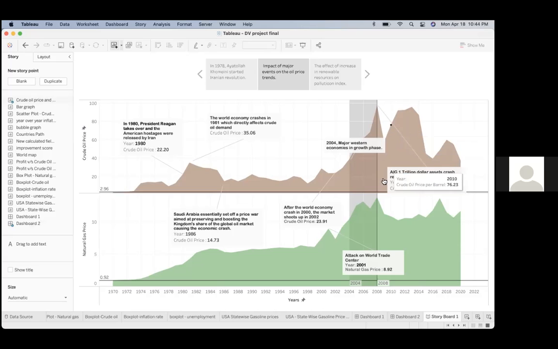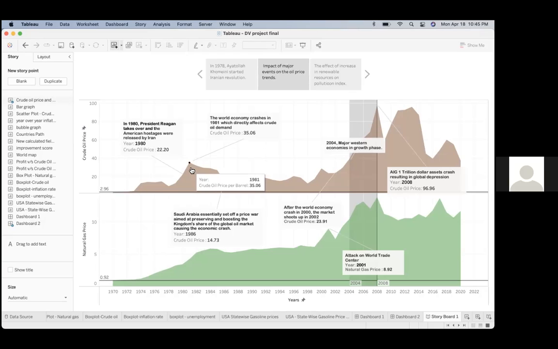Now I'm going to give the historical perspective of the change in prices of crude oil and natural gas from 1970 to 2020. In 1970, Egypt attacked Israel, and the crude oil prices initially started going up from $2 to what it is today, and OPEC was formed. In 1980, President Reagan took over the presidency and the American hostages were immediately released by Iran. At that time the crude oil prices again went up because the world economy entered a growth phase.